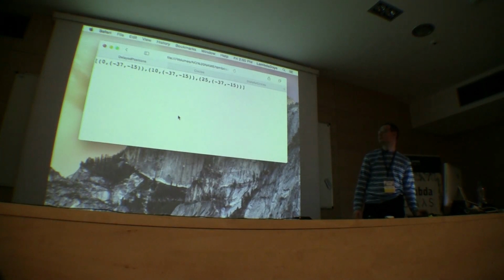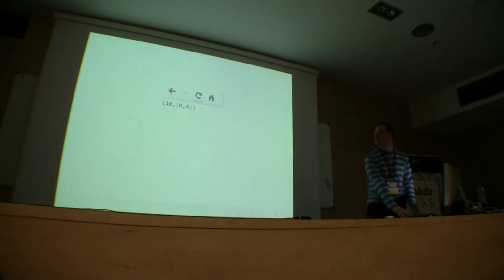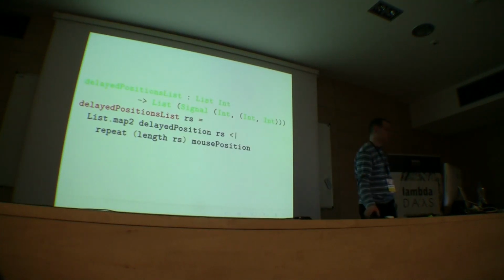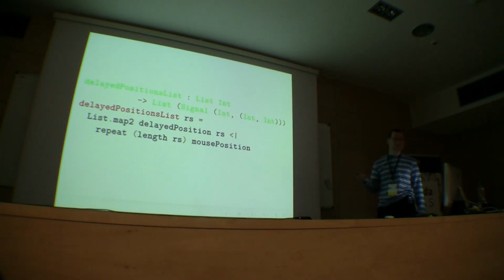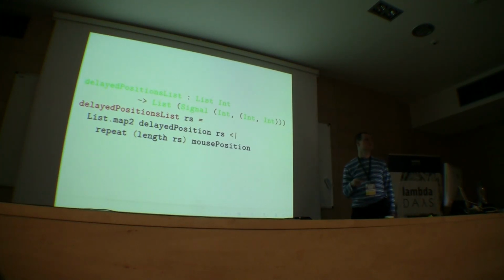How can this be done? So I do it in steps. First, I will take a signal. I will take a list of delays, and I will return a list of signals. I'm using a repeat operation from the standard list operations, which takes a number and a value and returns a list with that value repeated several times. And then I use my previous function, mapping it through the list of delays. So I get a list of delayed signals.